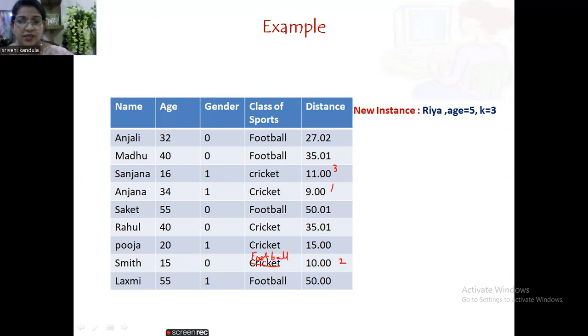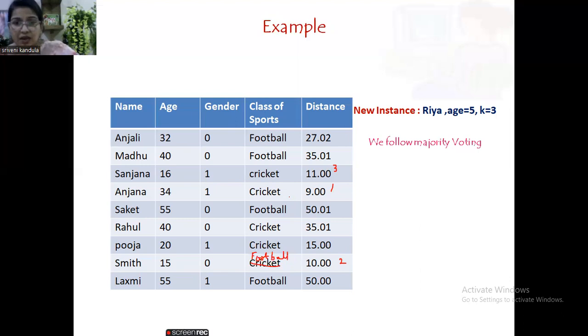So 2 is telling the target value as football. So here, two approaches can be followed. Either a distance measure can be used or majority voting can be used. Here we are using the majority voting. So what does the majority tell us? The majority tells that the target class is cricket. So I can directly classify this as cricket.